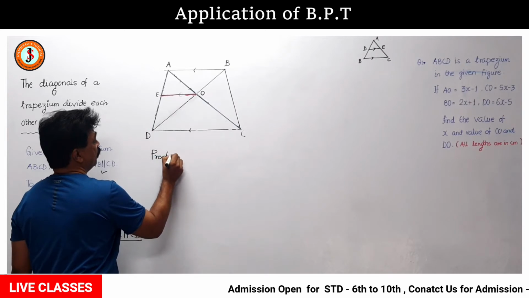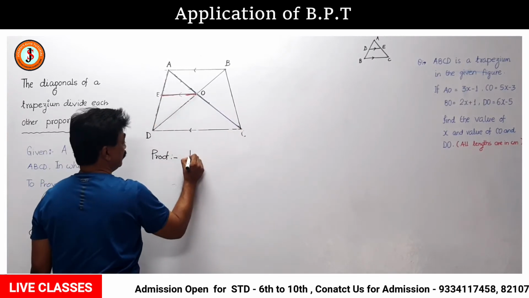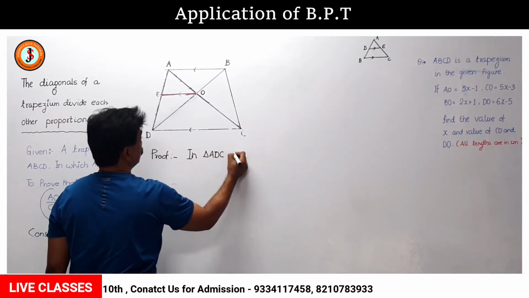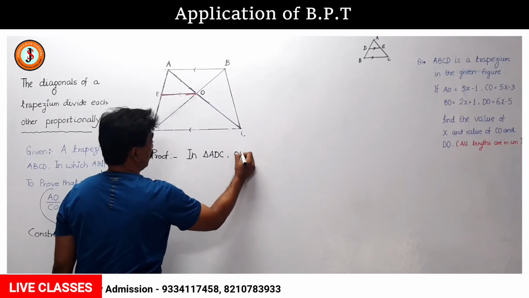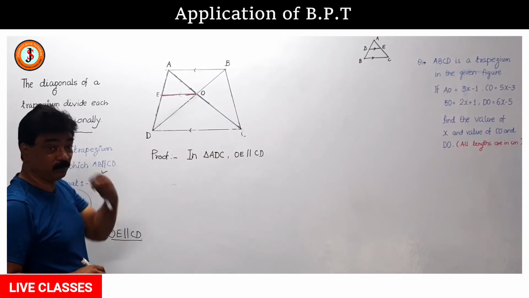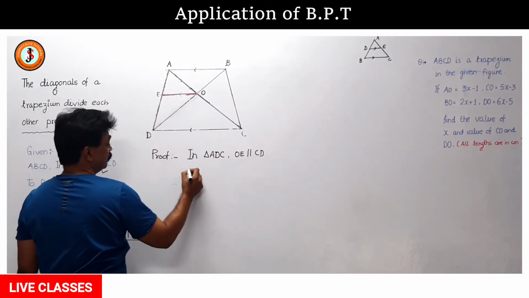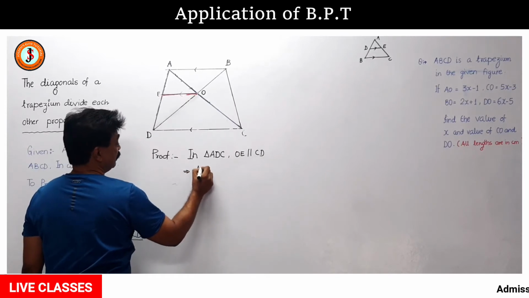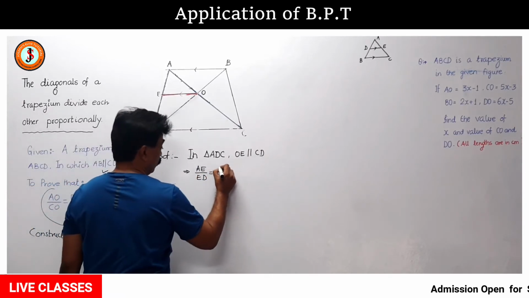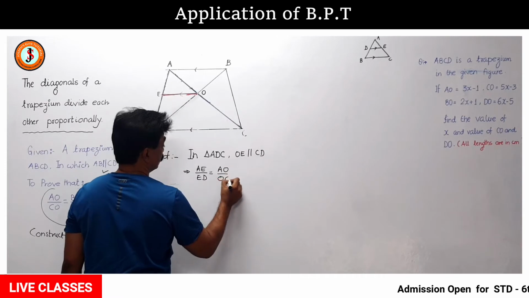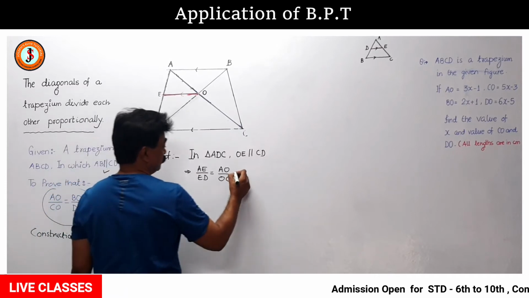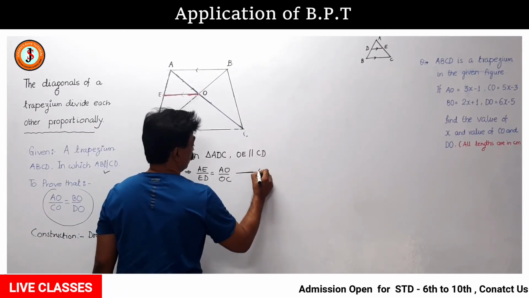Proof. Now in this triangle ADC, OE is parallel to CD, isn't it? OE is parallel to CD. So we can apply B.P.T, that is, AE by ED is equal to AO by OC in the triangle ADC. So this is equation 1.